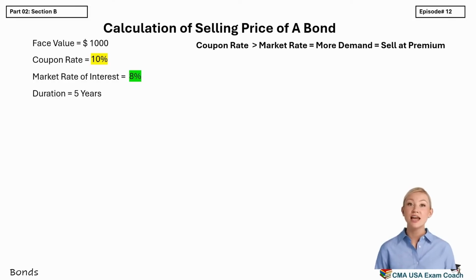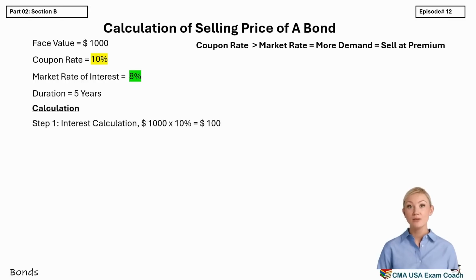A coupon rate of 10% means the bond will pay 10% of its face value every year as interest. Since the face value is $1,000, this gives us an annual interest payment of $100. So over 5 years, the bond will pay $100 per year, totaling $500 in interest. However, this is not the selling price of the bond. We still need to calculate that. To find the selling price, we need to determine the present value of all the future cash inflows the bondholder will receive. There are two components, the annual interest payments and the final face value repayment at the end of the bond's term. Let's start with the interest.